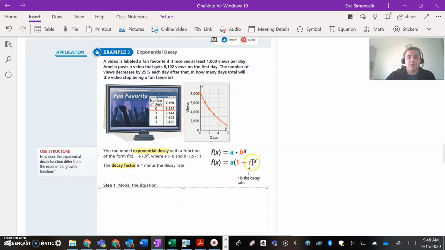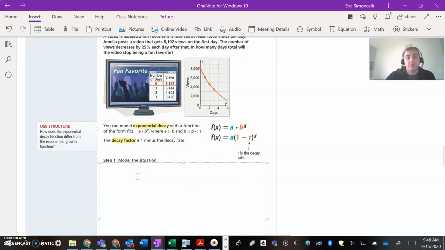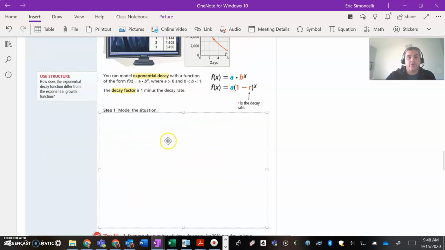And you can see that right here. So 1 minus the r, where r is the decay rate, represents what we call the decay factor, as opposed to the growth factor when we did growth functions. Okay, step 1, model the situation. X is the time in years, A is the initial, R is the decay rate. Here's your general form for the decay function model.